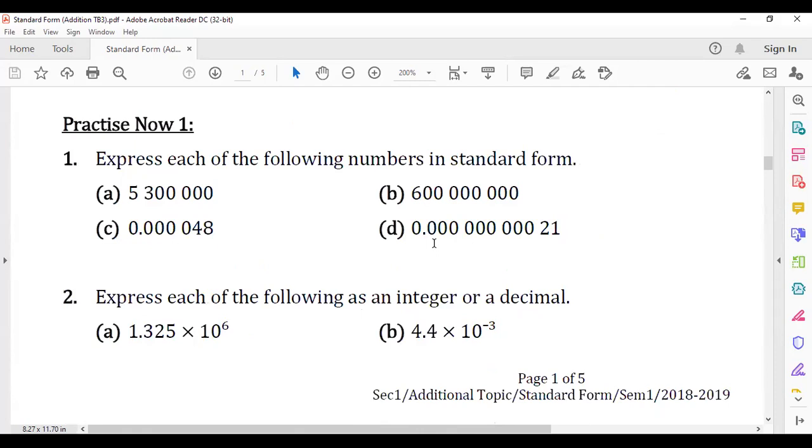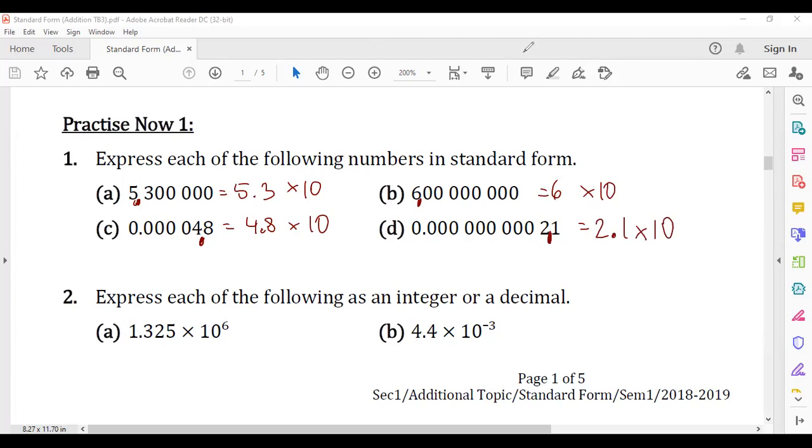Let's start. This becomes 5.3, right? Start from here. This one becomes 4.8. We put the decimal here, and this one here. 2.1. Okay, now we go here. We deal with the 5.3. To the right: 1, 2, 3, 4, 5, 6. So is the power 6 or negative 6? It's 6, since we go right.